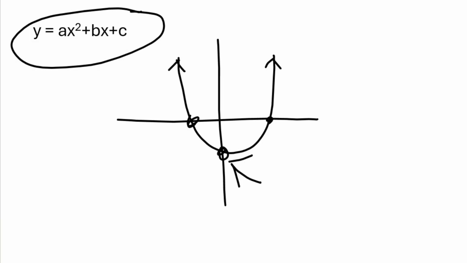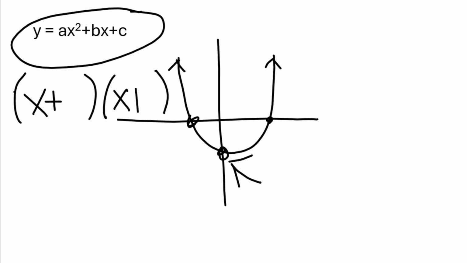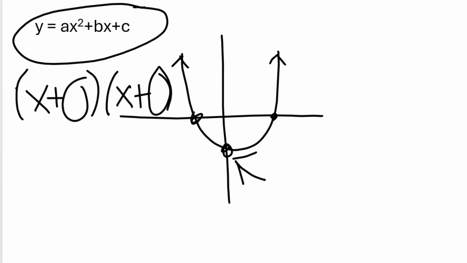So every parabola can be broken down into a form such as this, where you have 2 values right here. And each of those values are going to be the opposite of the x-intercept, because if you plug the x-intercept in for x, then it'll be added or subtracted to its opposite, and the whole equation will become equal to 0. So it's important to remember that. That's a quick way to solve when you're using parabolas.